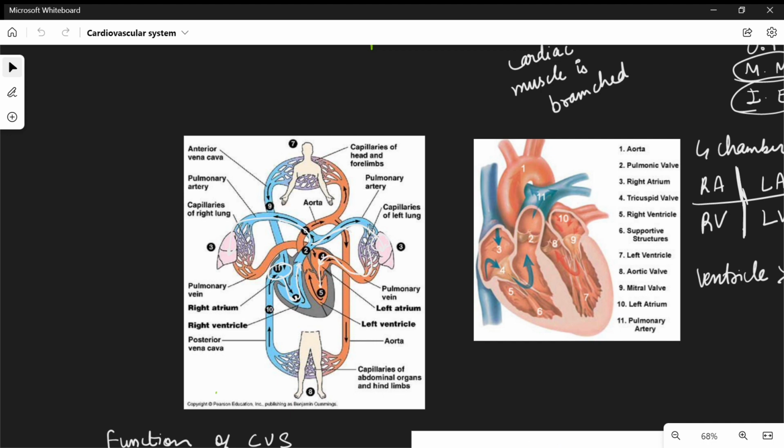From there, it passes through a valve. What is this valve's name? Mitral valve or bicuspid valve. And then it goes into the left ventricle. From there, the aorta supplies the upper and lower body parts.